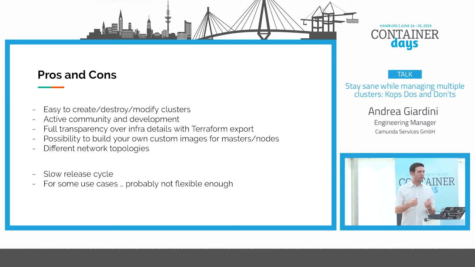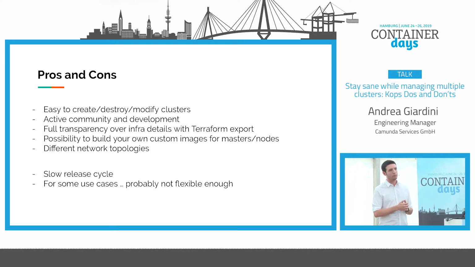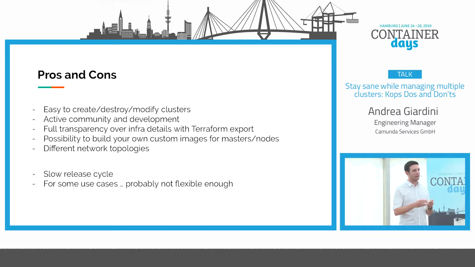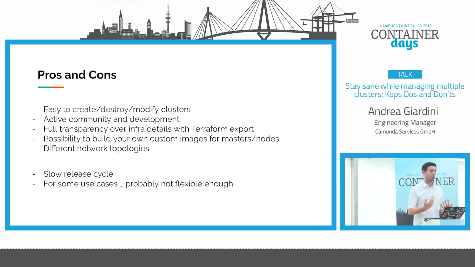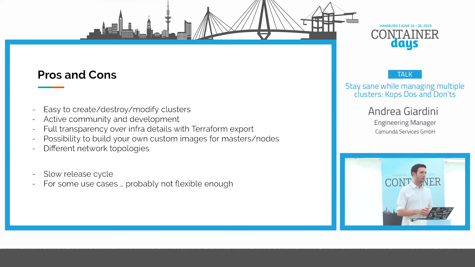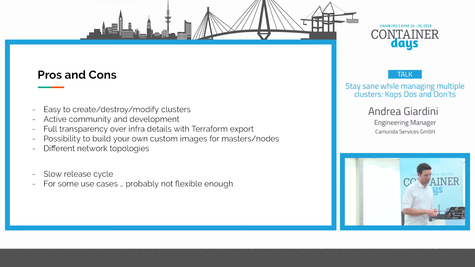For some use cases, it's also probably not flexible enough. I mean, if you need to set some specific API server flags, if you need to have some specific network configuration, and so on. Kops is extensible. It allows you to have many different things, but it's not as extensible as deploying your own cluster using Ansible with your own manifest and so on. So there is some extensibility. It's a little bit elastic, but it has its limits in this sense.